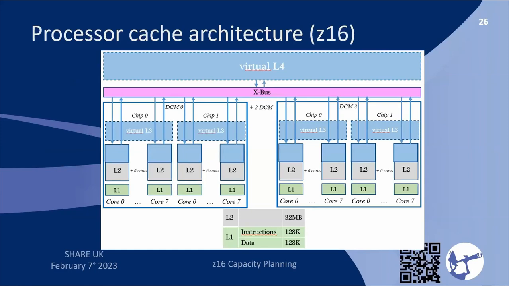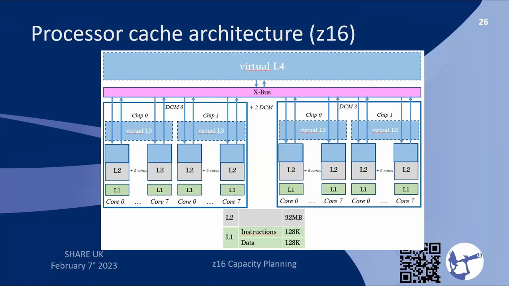Okay, so let's have a couple of slides of what is today. So this is Z16. You have physically level 1 and level 2, and you see level 2 is now 32 megabytes. So it's really, really, really huge. And then you have level 3 and level 4, which are virtual.